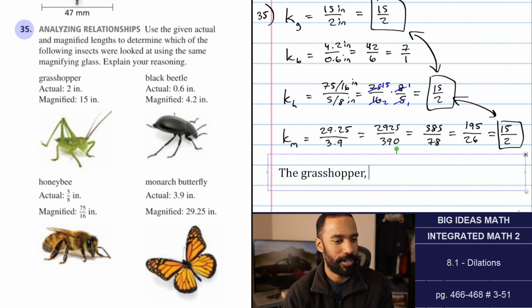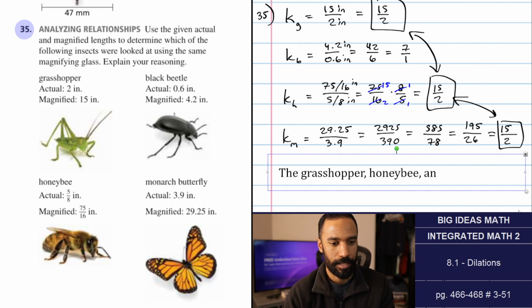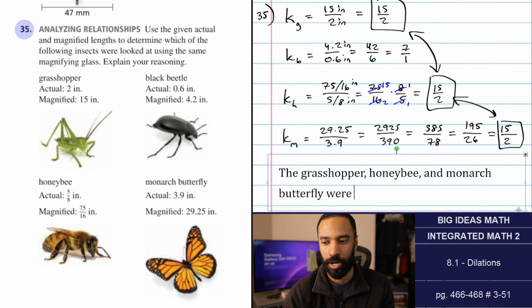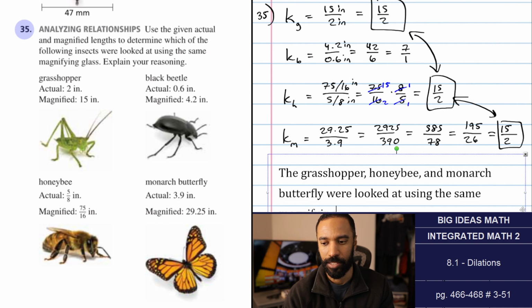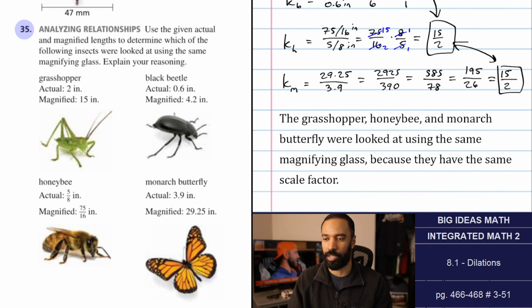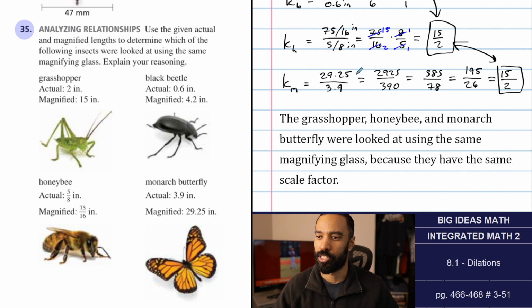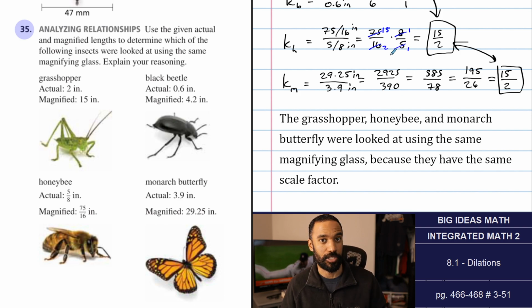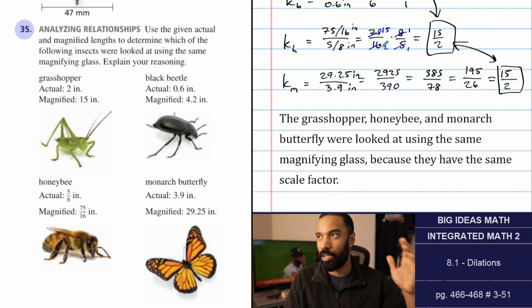The grasshopper, the black beetle, honeybee, and monarch butterfly were looked at using the same magnifying glass because they have the same scale factor. The only thing I didn't do was put inches on this part with the monarch butterfly. Inches and inches. Anyway, when I divide inches by inches, I just get a constant value. Scale factor does not have units of measurement with it.